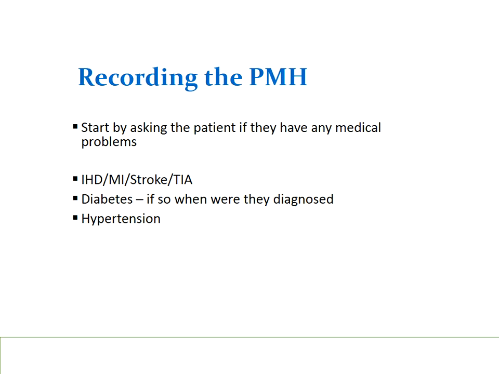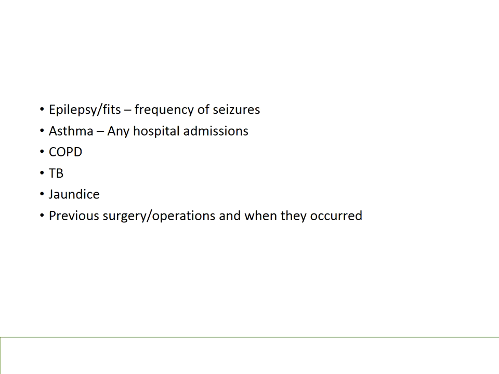There are some things we want to know in particular. So have they had any ischemic heart disease, ever had a heart attack, stroke, transient ischemic attack, any diabetes, and if so, when were they diagnosed? Was it an early onset diagnosis or late onset? And are they type 1 or type 2? Any evidence of hypertension, any epilepsy, fits, and if so, how often do they normally have seizures, if at all, or is it well controlled?